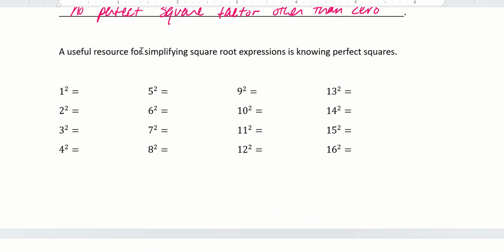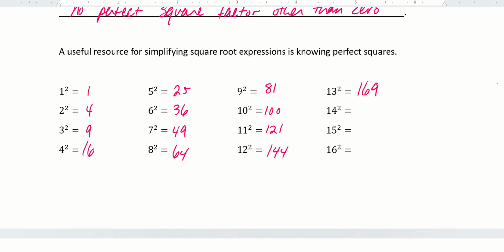So one of the things that you need is you need to know your perfect squares. And so I have a list of them here, and I'm going to write them in really quickly, and I would encourage you to do the same. 1 squared is 1, 2 squared is 4, 9, 16, 25, 36, 49, 64, 81, 100, 121, 144.